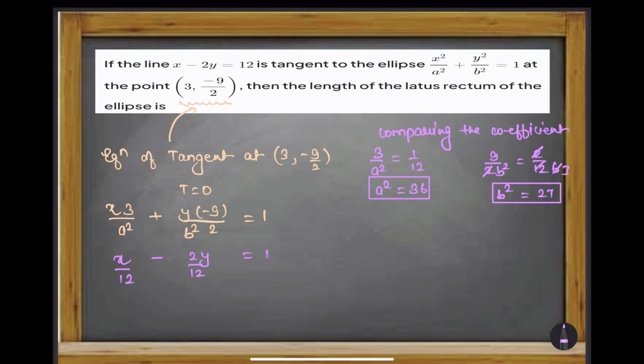Okay, horizontal ellipse. Now the length of the latus rectum. Do you remember that the length of the latus rectum is 2b square by a? If you are not comfortable, you can derive it. Now, 2 times 27 by a, 6. So it is 3, it is 9. So the length of the latus rectum is 9. I hope the idea is clear.